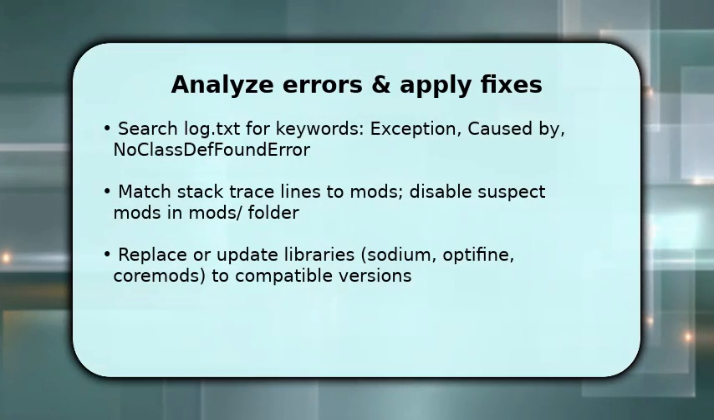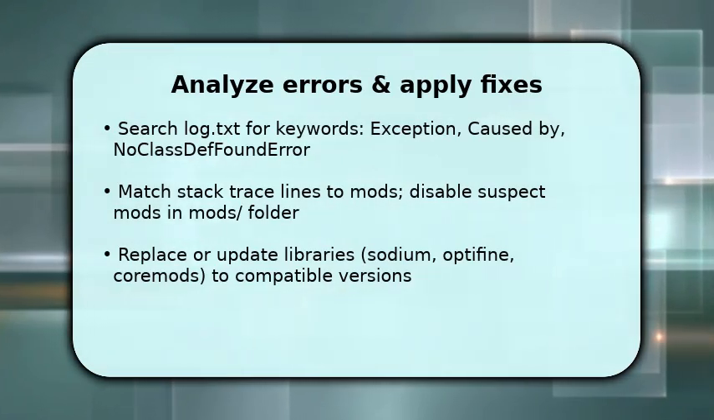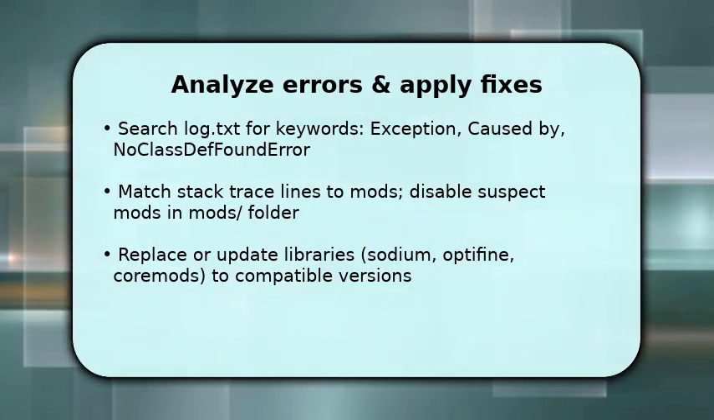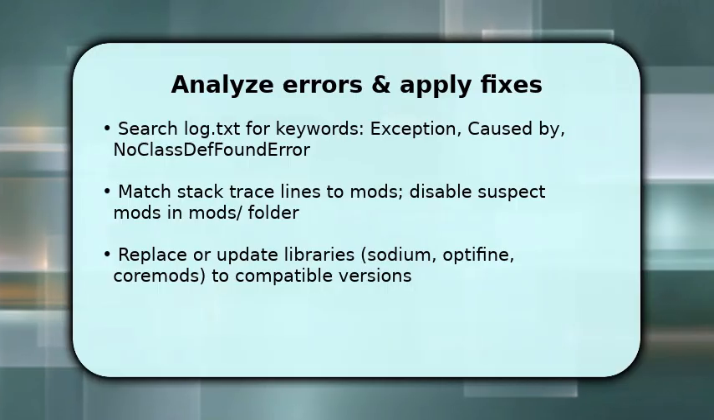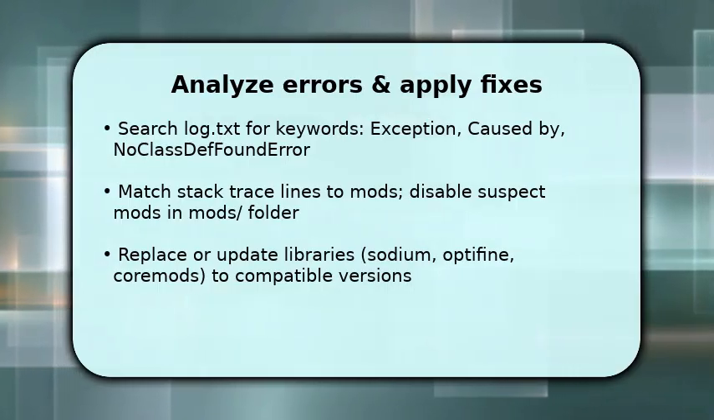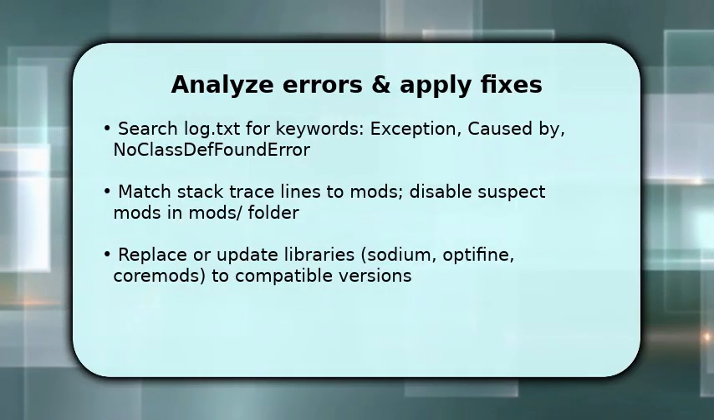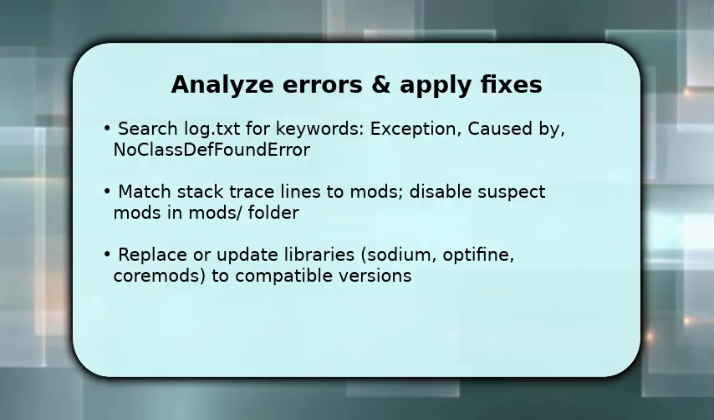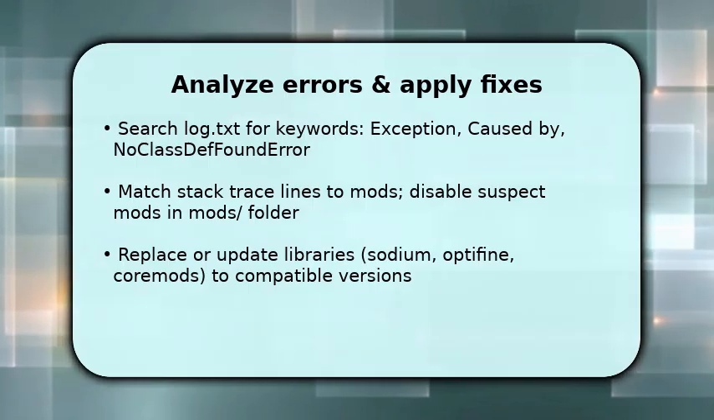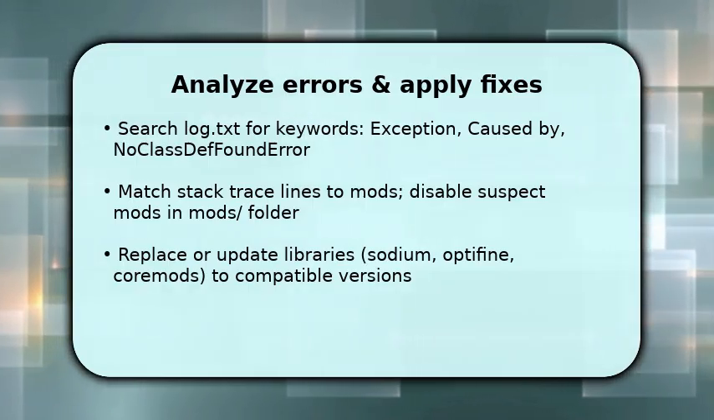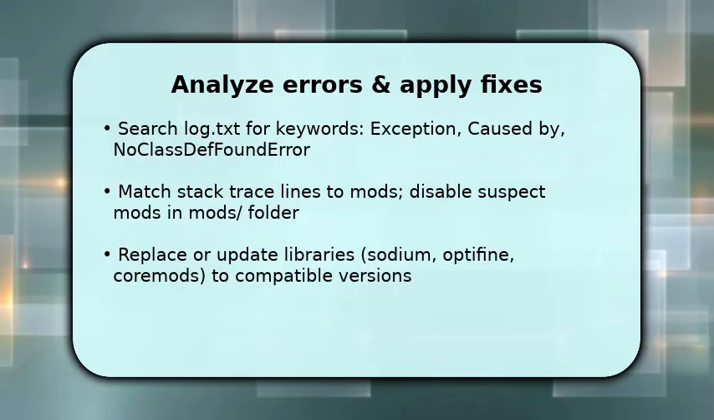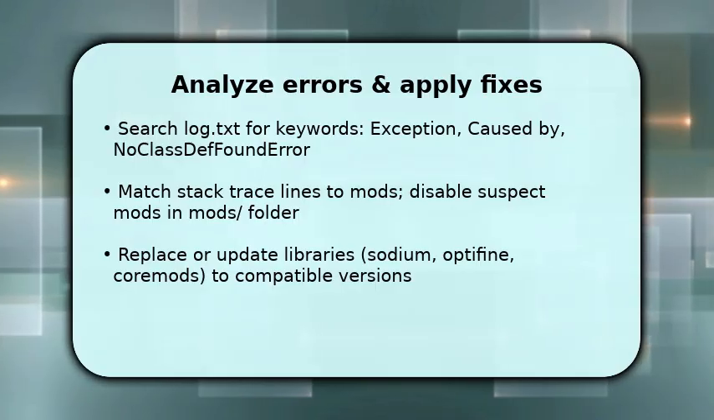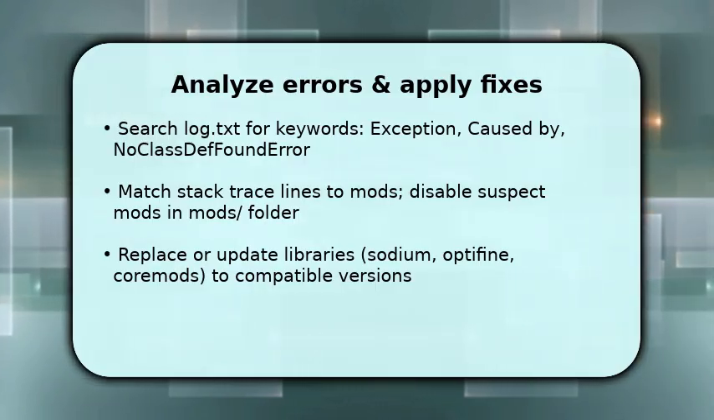You now dive into the log, scan for "exception caused by" and "no class def found error" to locate root traces. Once identified, map the stack trace to specific mods or libraries and disable the suspect mod by moving it out of the mods folder. Then replace or update incompatible libraries, core mods, performance mods, or Java runtime files to versions that match Forge. Make one change at a time. After each change, restart Pojavlauncher and recheck Log.txt so you can isolate the exact cause.